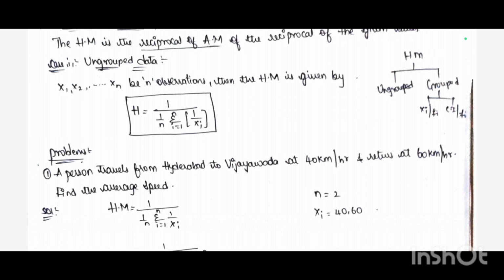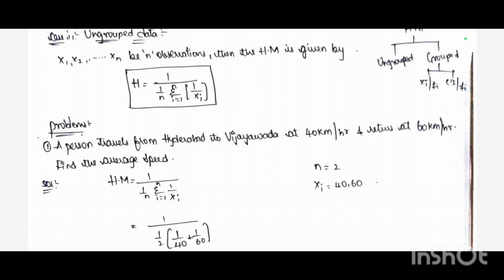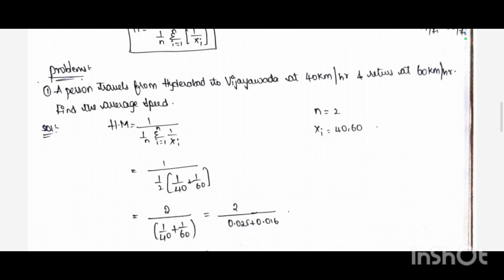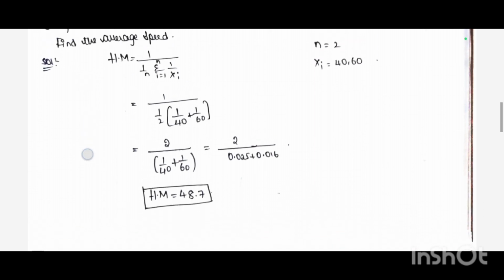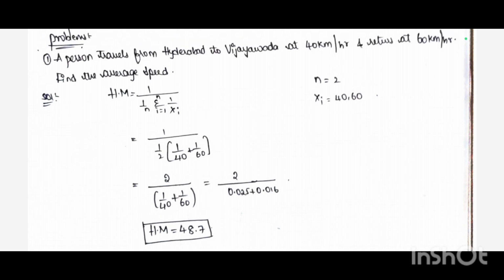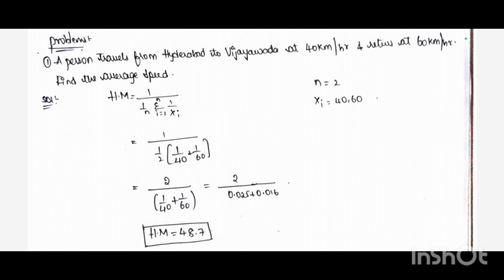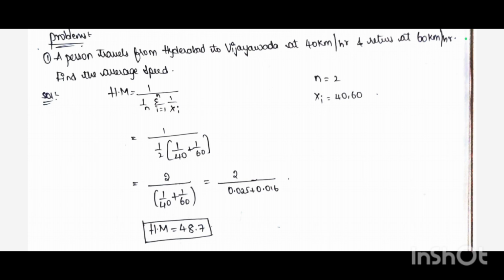A person travels from Hyderabad to Vijayawada at 40 kilometers per hour and returns at 60 kilometers per hour. Find the average speed. So that is 2 divided by (1/40 plus 1/60). That implies we got the harmonic mean as 48.7. Approximately, his average speed is 48.7, in the sense 49 kilometers per hour.